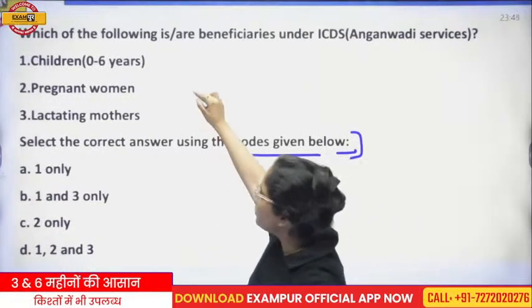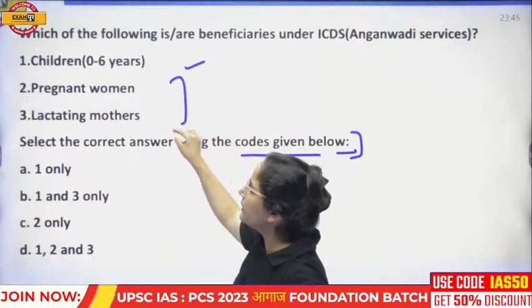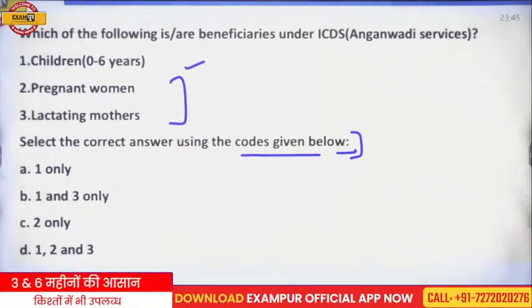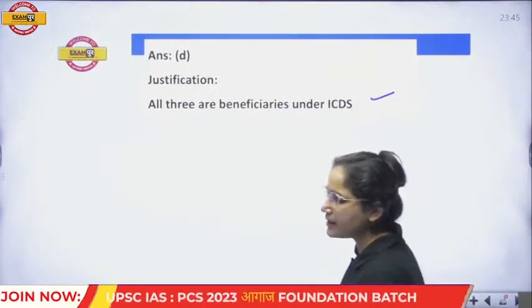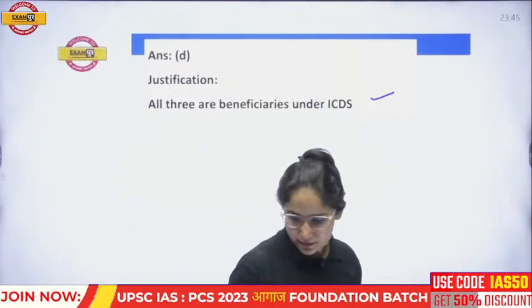So children up to 6 years, I have just told you, and related to the health issues of pregnant and lactating women, we have major concern. So all are part of it. D would be the correct answer. All three are the beneficiaries under Integrated Child Development Services.